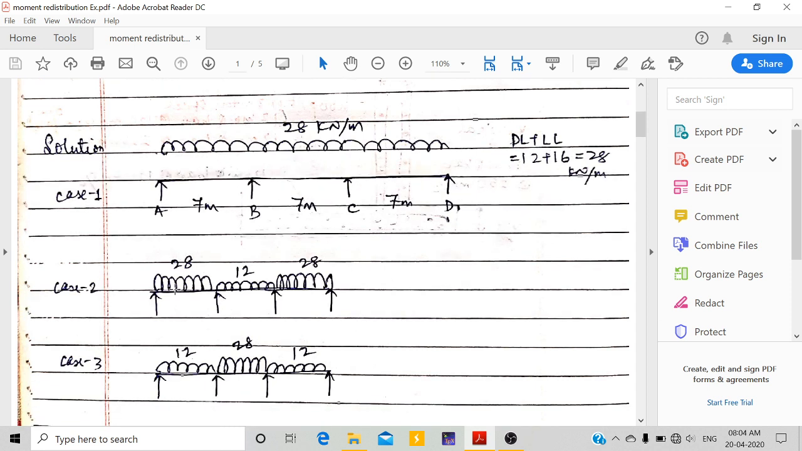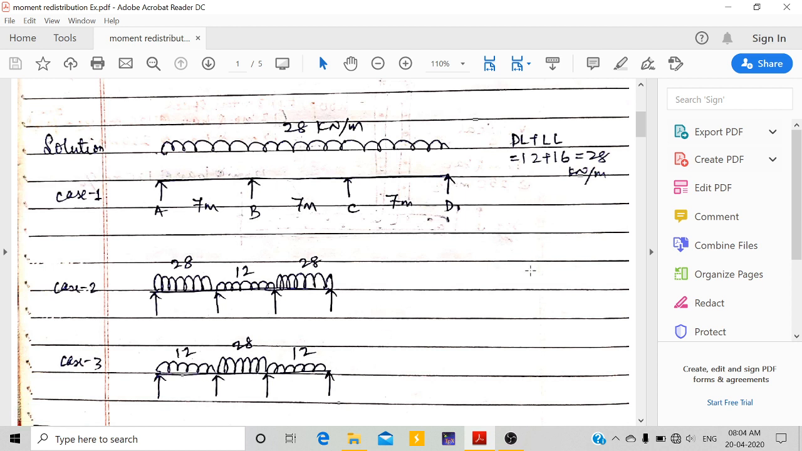In the second case, they have said that live load should be at alternate spans. So if on the first span I'm giving live load, the dead load is in total 12 in all the spans, 12, 12, 12, with live load in alternate. So here if I'm putting live load, here 28 and here 28. Or we can also give alternate spans, in the middle 28 and here 12, 12.